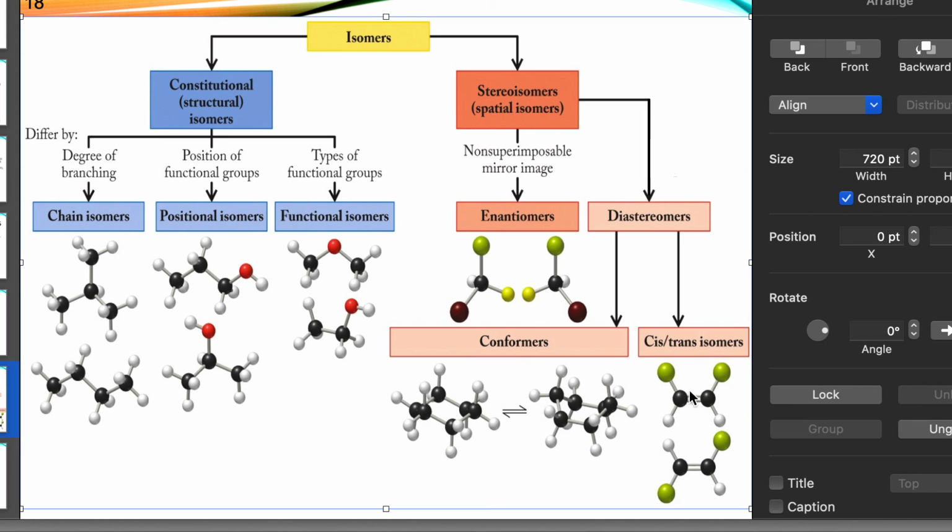Conformers we didn't really go over, and then cis and trans, if you can figure out which is the cis and which is the trans, is just looking at if it has 2 of the same molecules on the same side. I'm trying to go over more. I feel like this was a pretty straightforward lecture, so I don't know if there's a ton of material to necessarily go over.